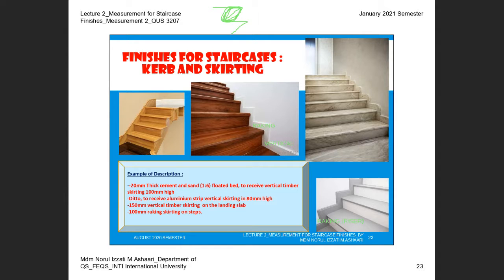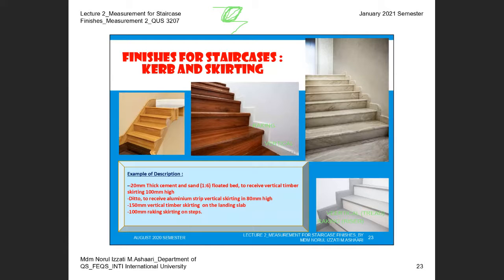Okay, in your drawing, you can see that they are skirting around the landing slab. And then you can also see that there is skirting made from terrazzo in the vertical and horizontal design of your staircase. Okay, look at the example. For the curb and skirting, we can refer to S.8. You can take note, S.8, not 2.8, S.8.